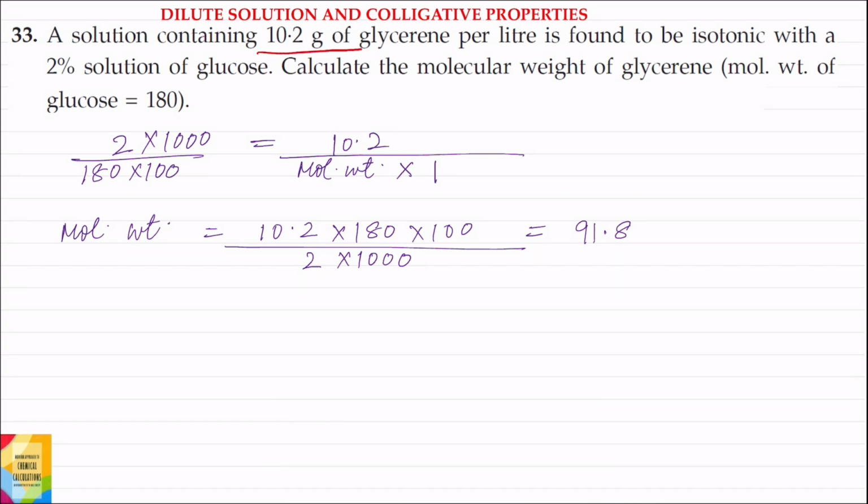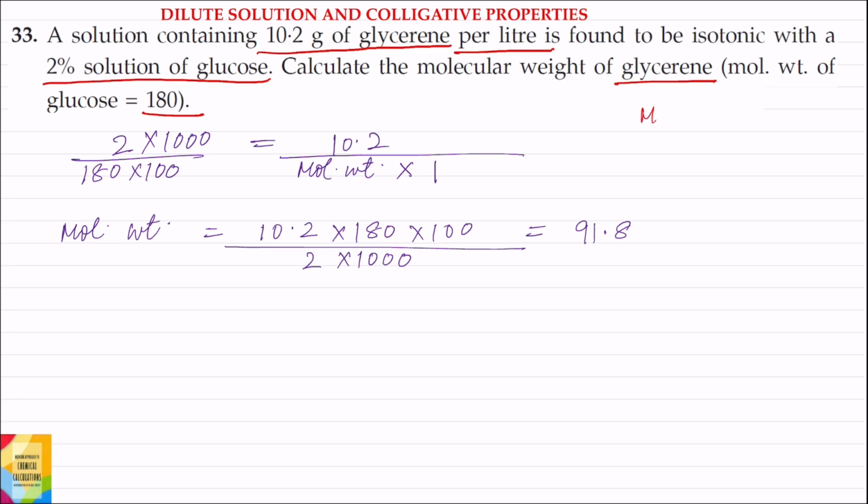Solution containing 10.2 gram of glycerine per liter, means weight of glycerine is 10.2 gram and volume of solution is 1 liter, is found to be isotonic with a 2% solution of glucose. Isotonic with 2% solution of glucose means 2% solution of glucose and the solution of glycerine have the same molarity, both have the same molarity. Calculate the molecular weight of glycerine. Molecular weight of glucose is given as 180 gram per mole. So molarity of glycerine solution and molarity of glucose solution are the same.